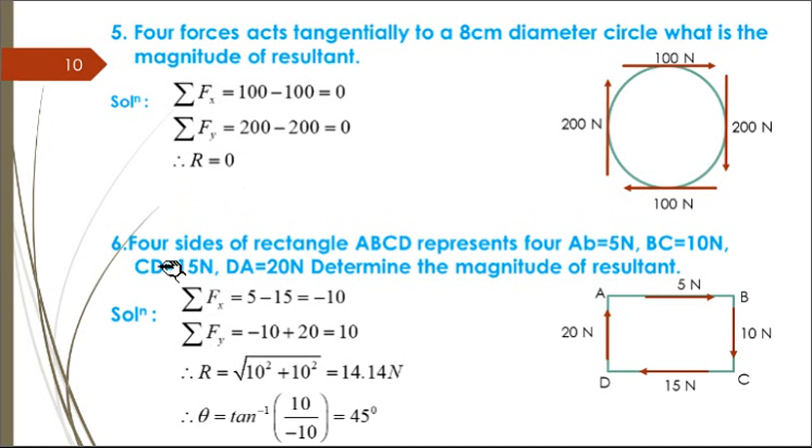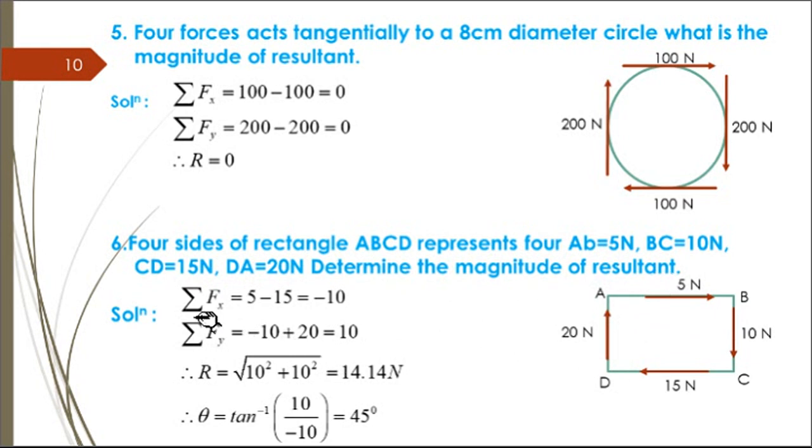Next problem, four sides of a rectangle ABCD represent the four forces. AB is 5 Newton, BC is 10, CD is 15, DA is 20. Determine the magnitude of resultant. So here one rectangle is there, ABCD. So along AB 5 Newton, BC 10 Newton, CD 15 Newton, and DA 20 Newton. All these forces are applied in order. You find out the magnitude of the resultant.